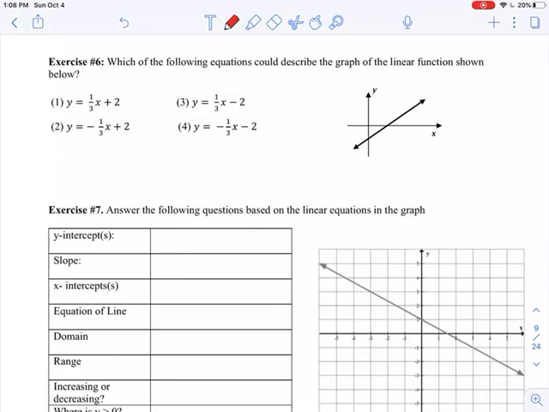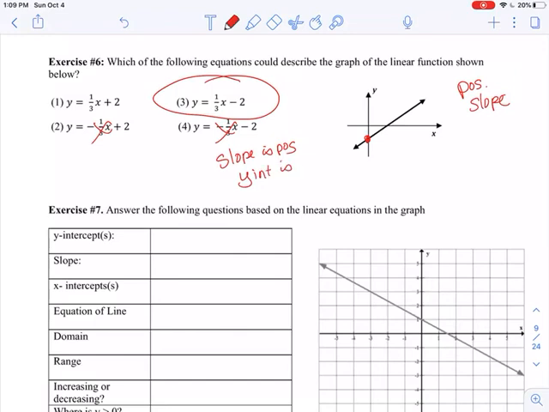All right, so first off, does this have a positive or negative slope? Any line that starts down and goes up in this direction has a positive slope. So I'm going to get rid of all the negative slopes. And then I just need to know my y-intercept. My y-intercept is down here. I know my y-intercept is negative. Therefore, it would have to be choice 3. Slope is positive and the y-intercept is negative.